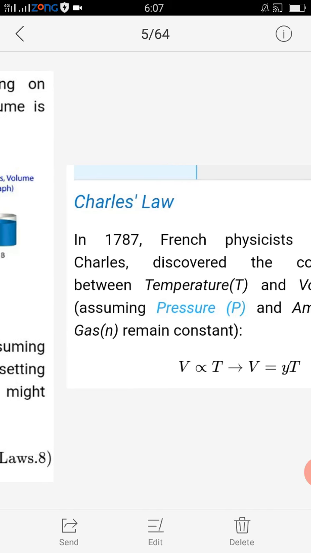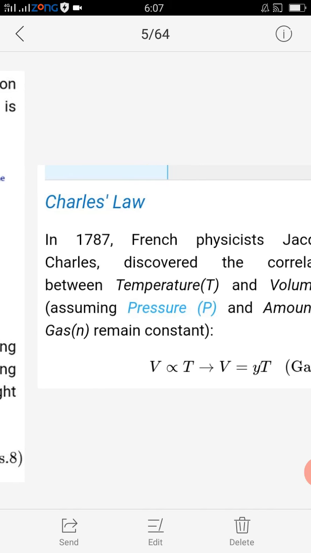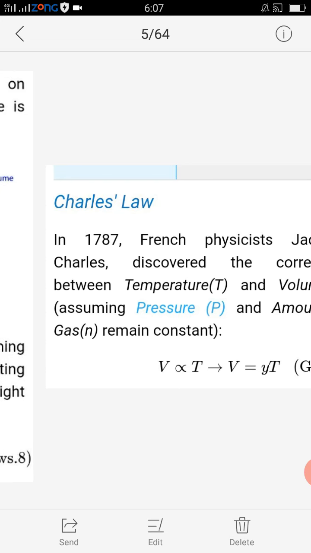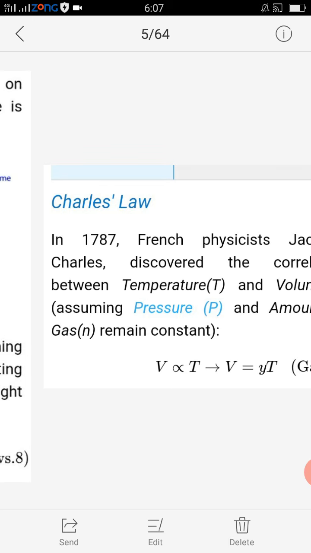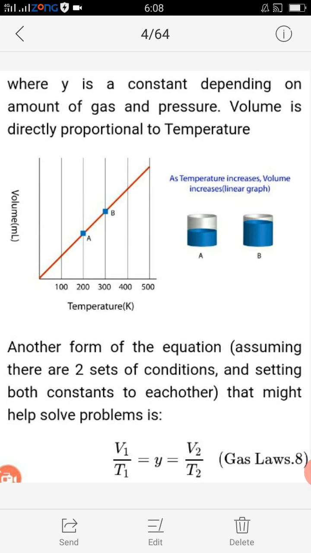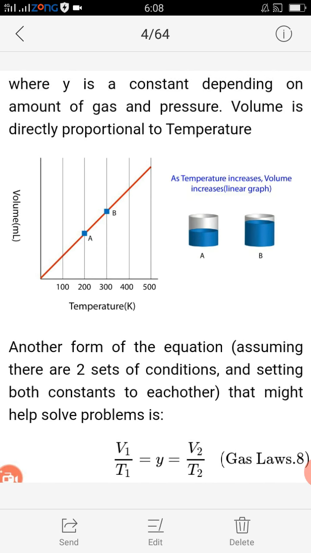Now remove the proportionality, so it can be written as V is equal to K into T. Here K is a constant depending on the amount of gas and pressure. Volume is directly proportional to temperature.